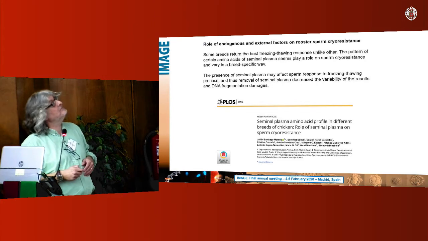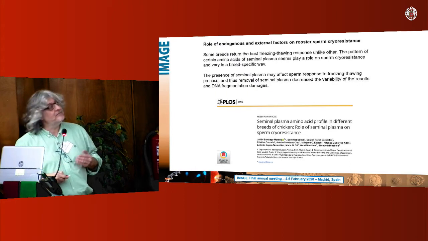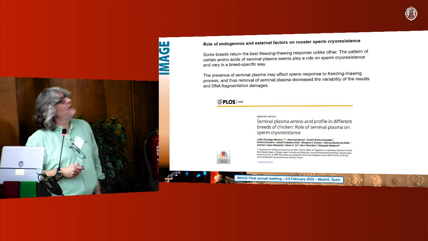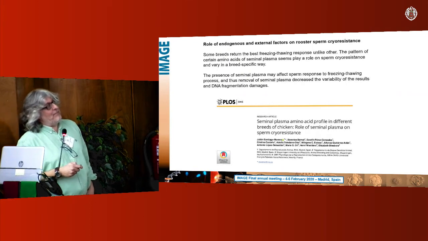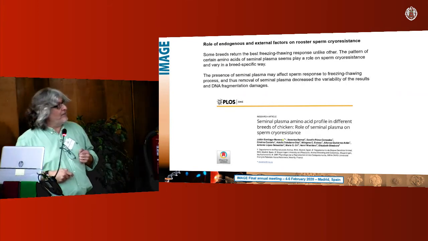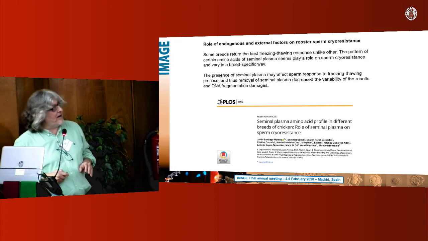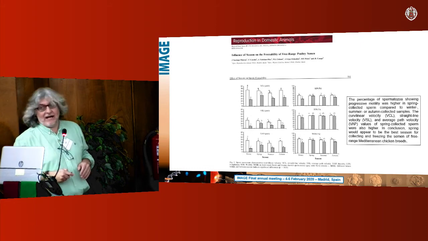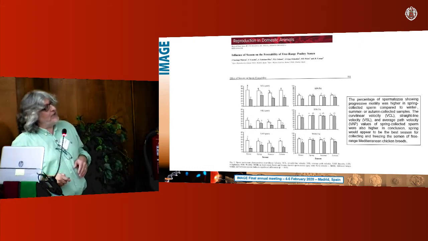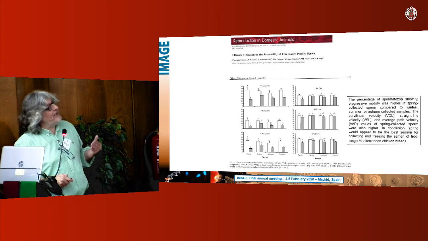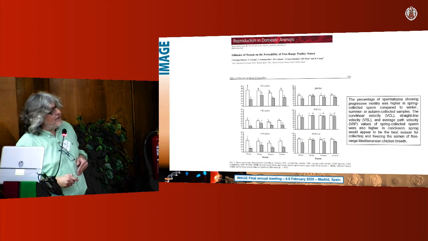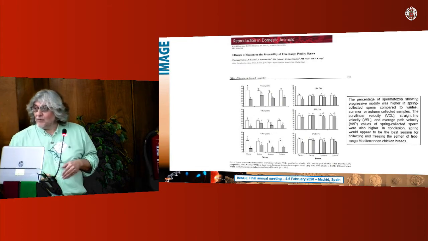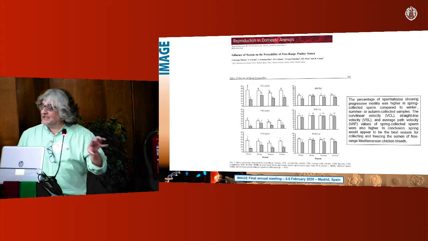Some breeds show a better freezing-thawing response than others. The presence of seminal plasma may affect the response regarding DNA fragmentation damage. The season is important in free-range conditions. The motility variables, the total motility, the straight line velocity, and curvilinear velocity of sperm are higher when the samples were collected in the spring and frozen in the spring.